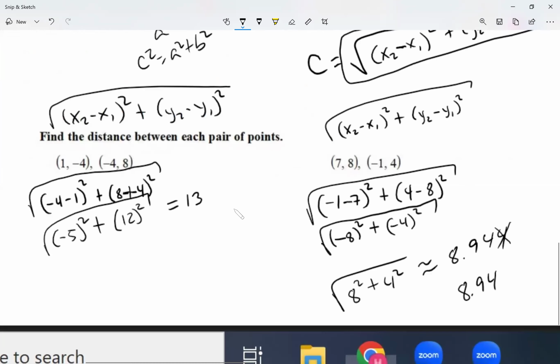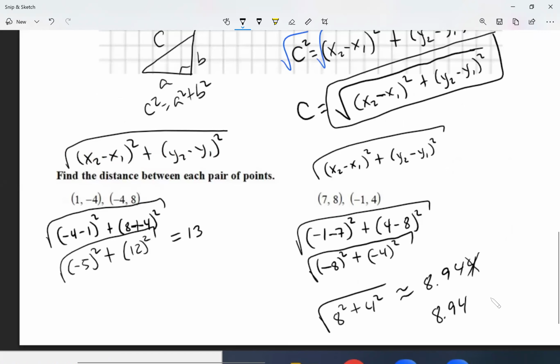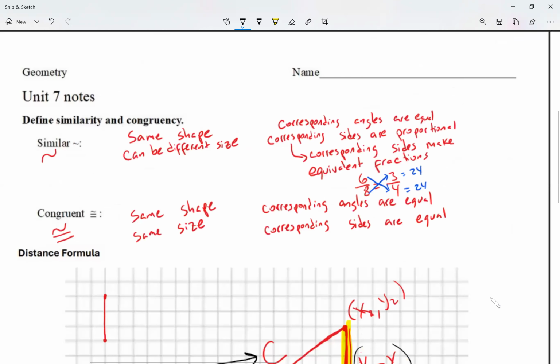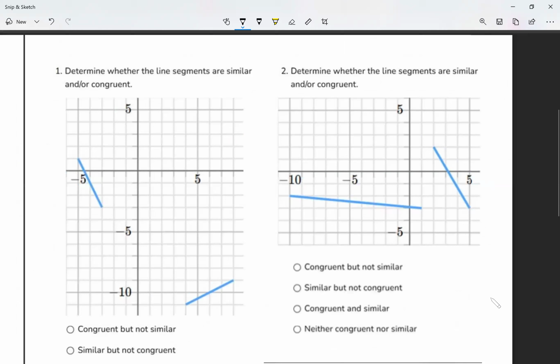What I want you to see is when I deal with distance, sometimes my answer might be a whole number. Sometimes my answer will be a decimal. It is okay. Make sure you learn the formula. Like I said, we're going to use it, not today, but we will use it many days for Unit 7 and even after Unit 7. Okay, so for today, it was just about similar and congruent. Let's take a look. I'm only going to look at questions 1 and 2 for today.